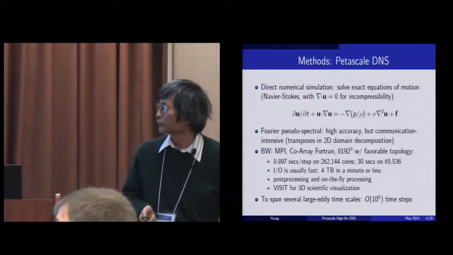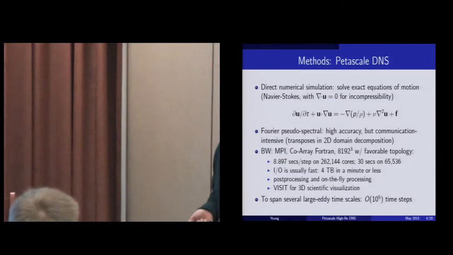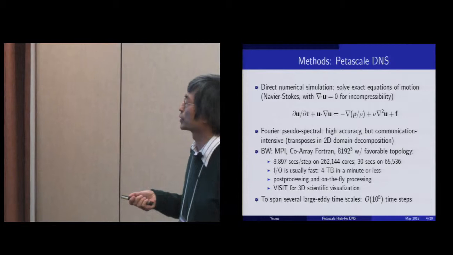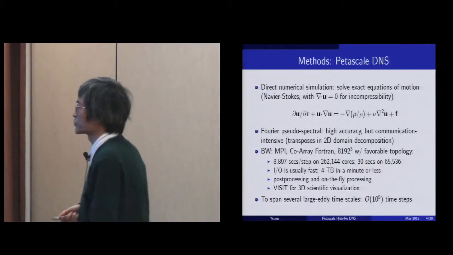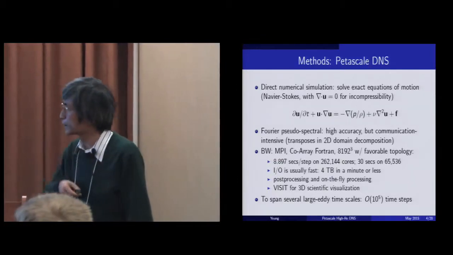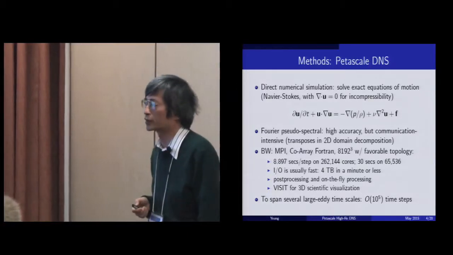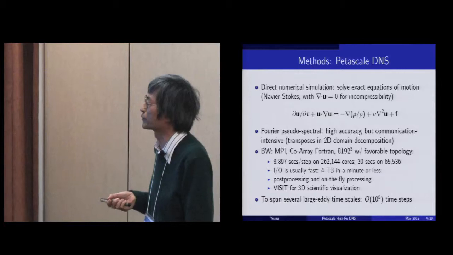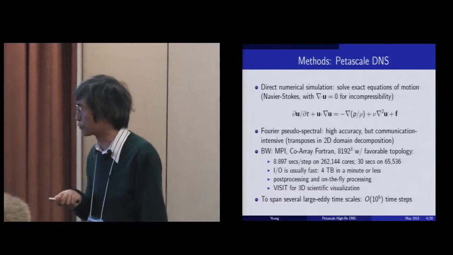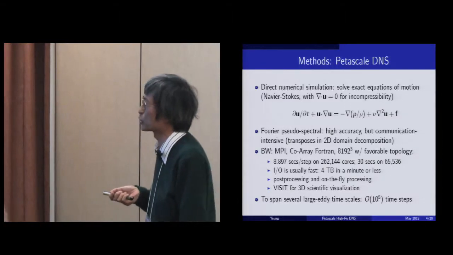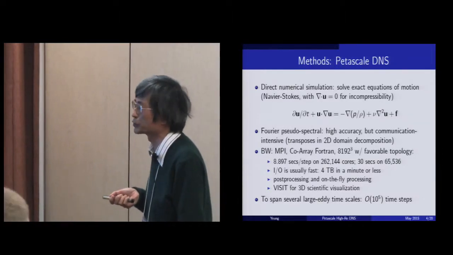And again, in the last talk we already heard about direct numerical simulation. We solve the Navier-Stokes equations, conservation of mass and conservation of momentum. And like the previous talk, fortunately we are able to use Fourier pseudospectral methods. They're highly accurate on a per grid point basis. On the other hand, the challenge is that they are typically very computationally intensive.